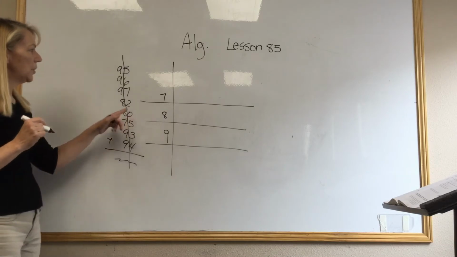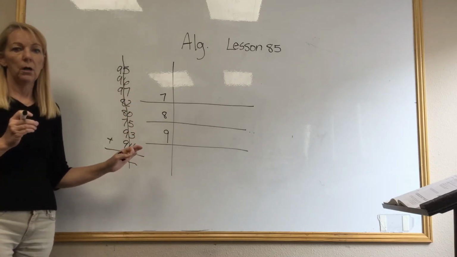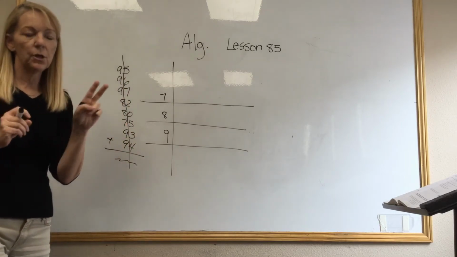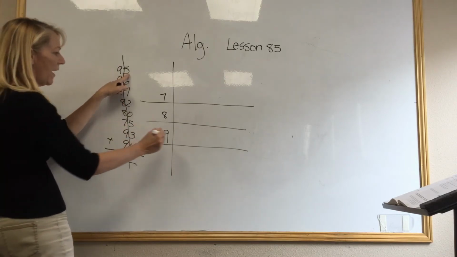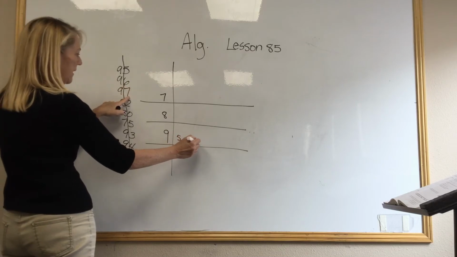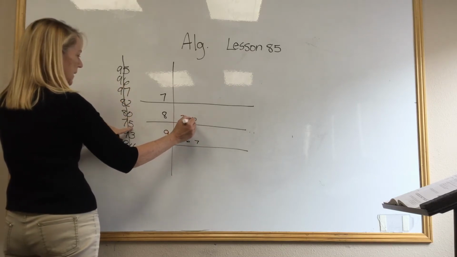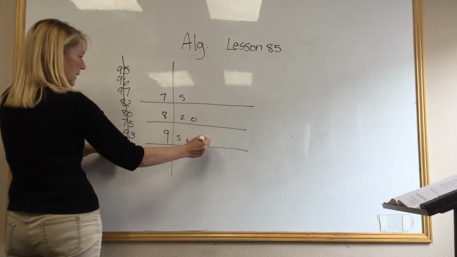Now, the thing is, let's say I have more than one of the same score. You made the exact same grade twice. You would list it both times. Don't combine. So I'm going to just start right here. So 95, 96, 97, 82, 80, 75, 93, 94.